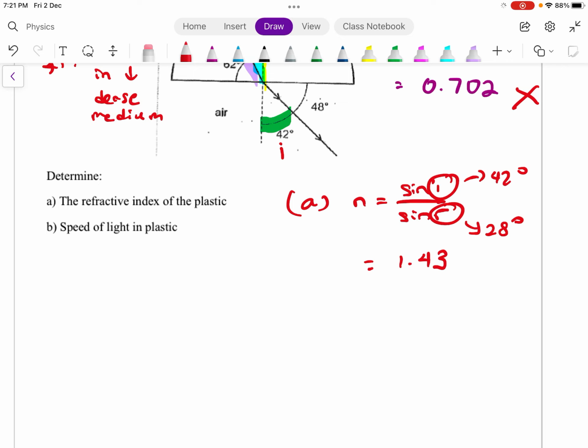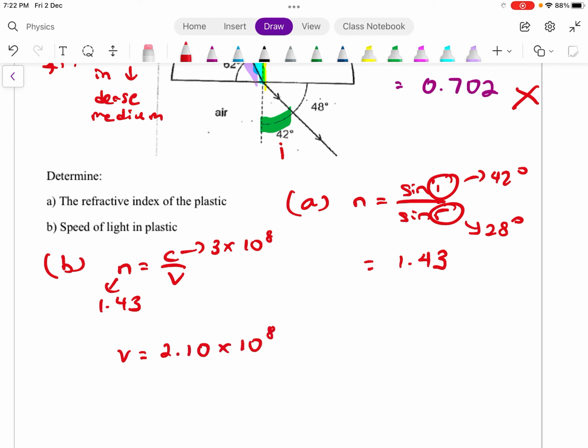Let's do part B, which is the speed of light in the plastic. So part B is n equal to c over v. What is c? c is 3 times 10 to the power of 8. v, I don't know, I want to calculate. n is 1.43, so 3 times 10 to the power of 8 divided by 1.43. You should get roughly a speed of light in the plastic of 2.10 multiplied by 10 to the power of 8 meters per second. So that is how we do case number 2.